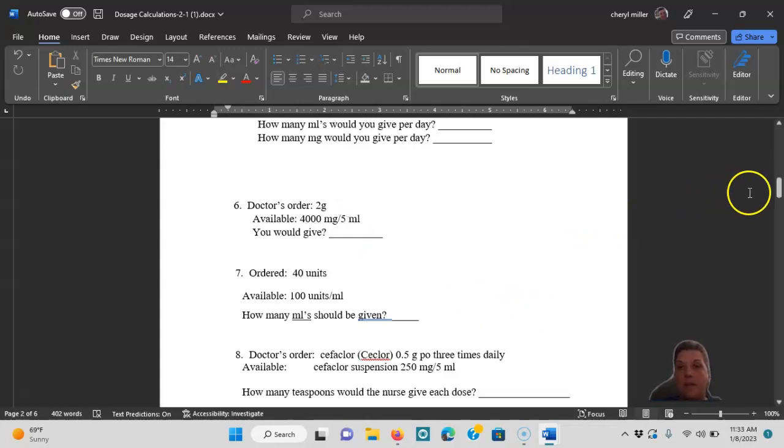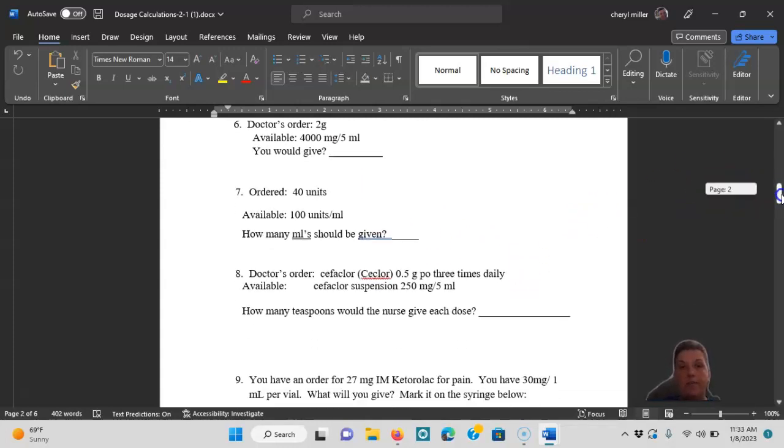Okay. The next one, I have ordered 40 and I have 100 per one. So put the 40 on top, the 100 on bottom. You can times it all by 1 if you want, but it's a mil. 40 divided by 100 should be 0.4 mils. 0.4 mils would be the correct answer.